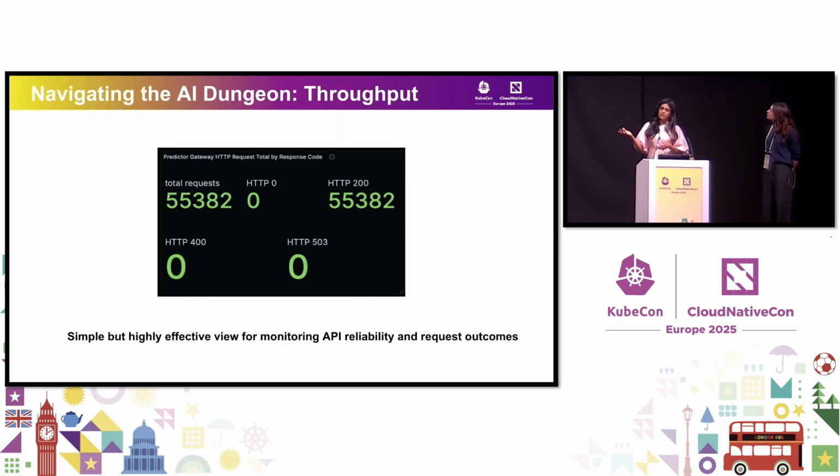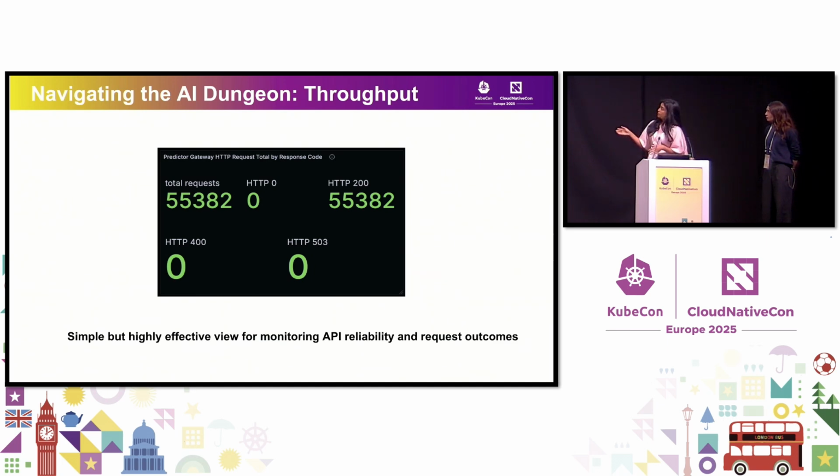Again, this is a very simplistic panel for throughput. Out of the total requests, every single one returned 200 OK, which on the surface signals excellent performance and no user-facing failure. We see 0 400s, meaning no client-side misuses like bad input or malformed requests.